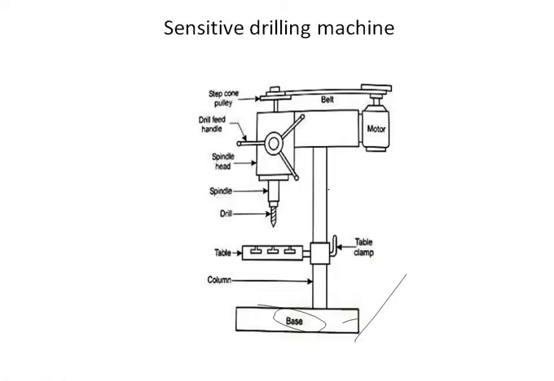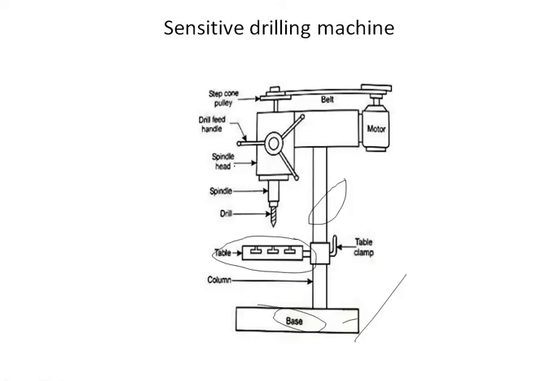It consists of a vertical column. You all can see the vertical column. A horizontal table is situated in front of this column. A head supporting the motor and driving mechanism, and a vertical spindle for driving and rotating the drill. There is no arrangement of automatic feed of the drill spindle. The drill is fed into the work by hand control.